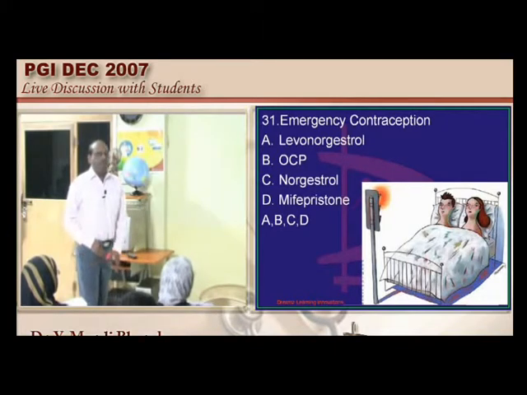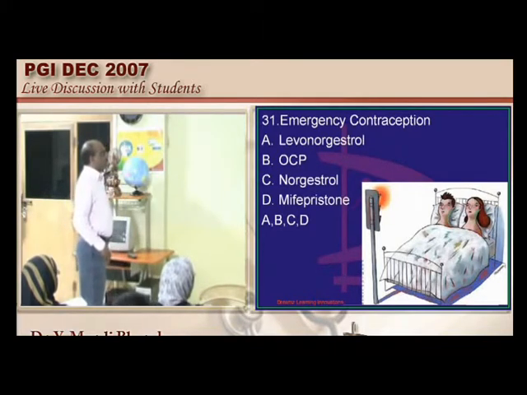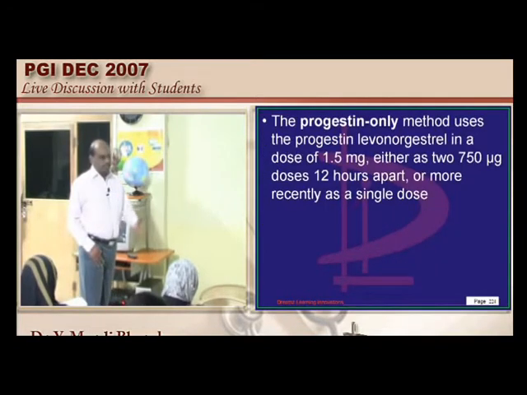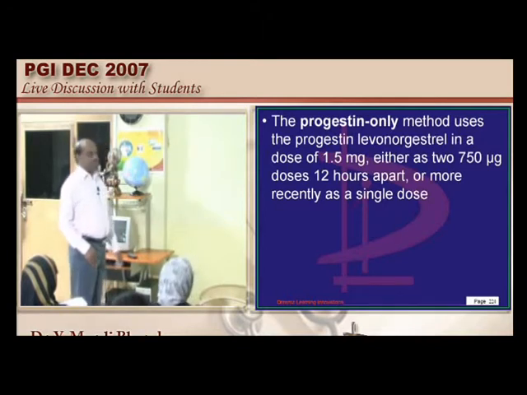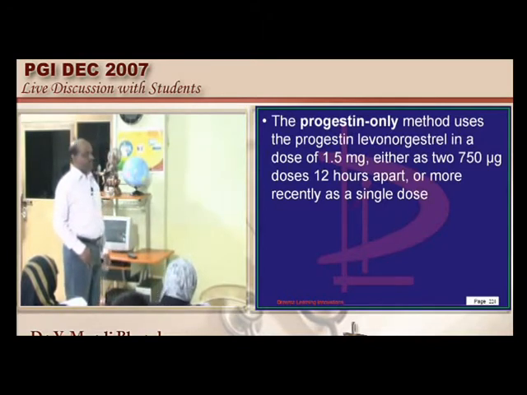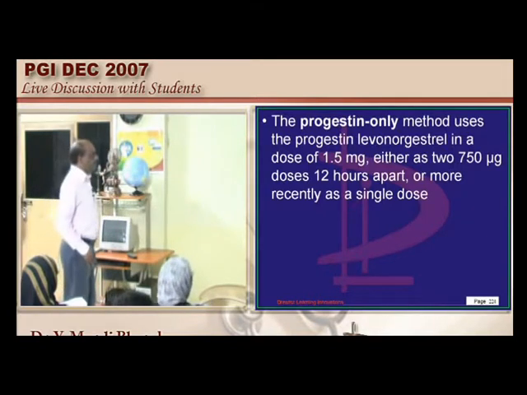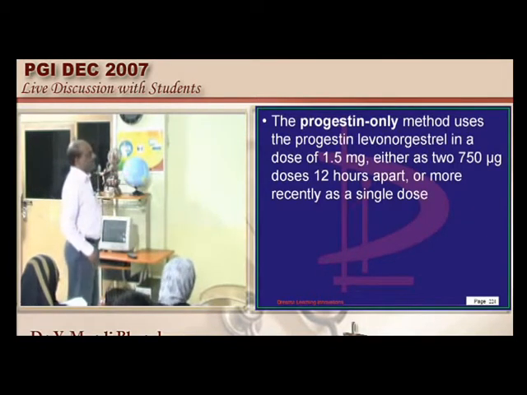Now there is another common question in the entrance, emergency contraception. What are the different methods available? Progestin only method, where you will be giving levonorgestrel in a dose of 1.5 milligram, either as 750 microgram 2 tablets 12 hours apart can be used, or as a single dose also can be used.